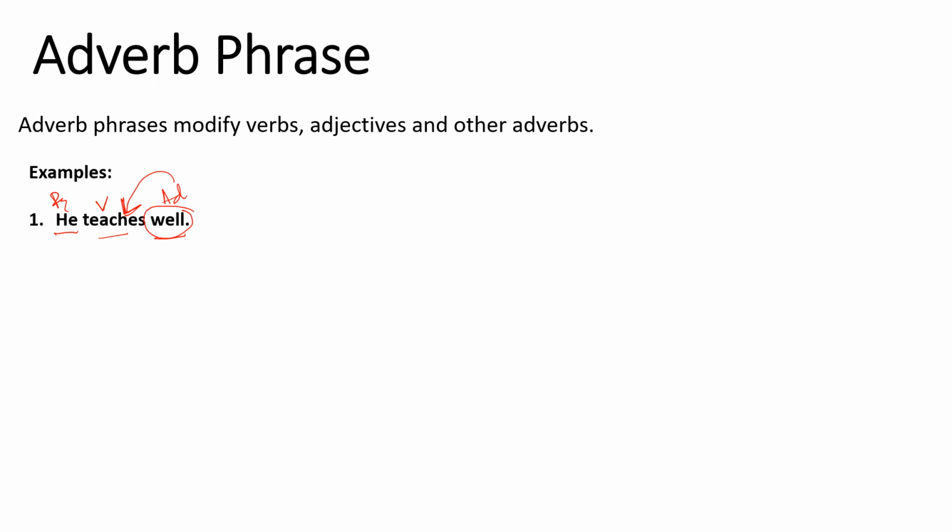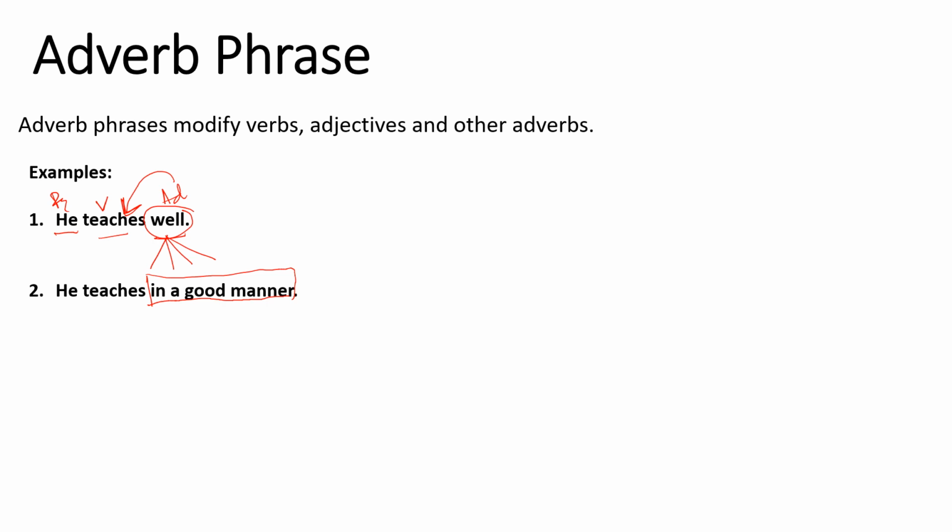What if I split the adverb well into 3 or 4 parts in this way? Read sentence number 2. He teaches in a good manner. Now I have replaced well with a phrase, a group of words, right, in a good manner. So now we are dealing with a group of words, and whenever we are talking about a group of words, it is either a phrase or a clause, and it is a phrase because there is no subject over here.